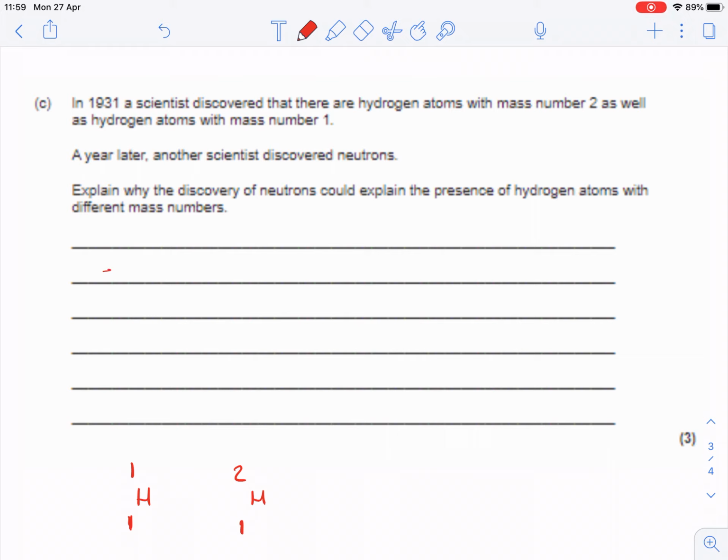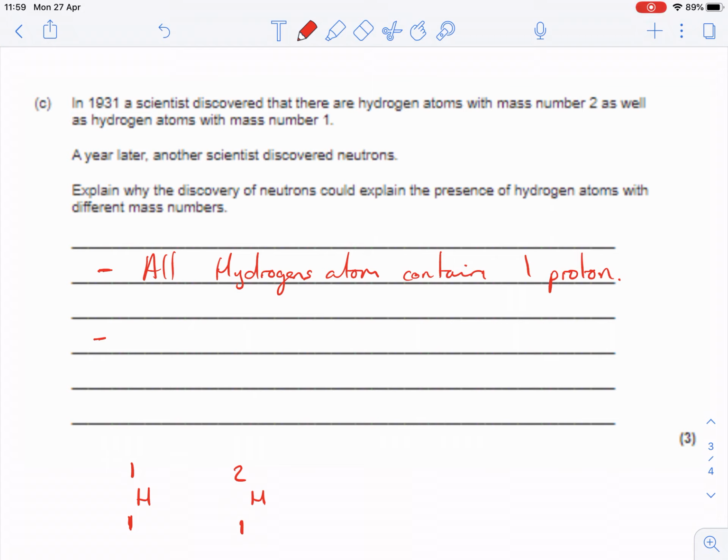So the first thing that we needed to note is that all atoms of hydrogen, so all hydrogen atoms contain 1 proton. That's how we know they're hydrogen, because they have 1 proton. Okay, that's the first bit that we need to note down.